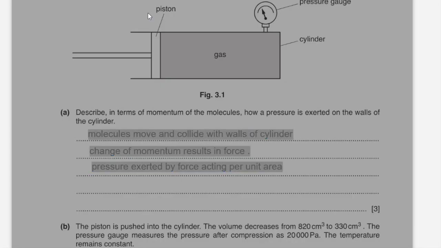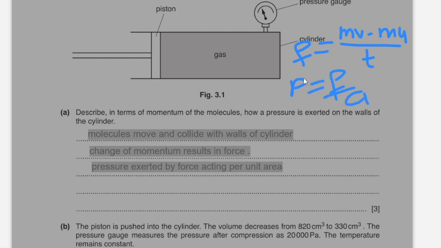So a bit of explanation over here. When molecules move and collide with the walls of the container, change of momentum results in force. Change of momentum is basically mv minus mu, which divided by the time is equal to force. So this is how a change in momentum results in force, and pressure is equal to force upon area. So force and pressure are directly proportional. So once force is exerted, pressure is also exerted.